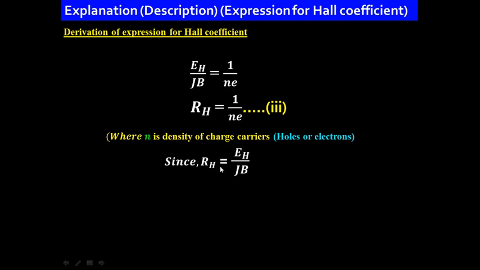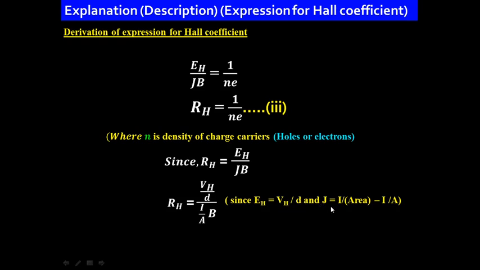So since RH is equal to EH by JB, and EH means Hall electric field, that is nothing but VH by D. The formula for electric field is potential difference divided by the separation, that is D, and current density is nothing but current per unit cross sectional area. So current density J is equal to I by A. Again, electric field is Hall voltage divided by D, and current density is I by A.